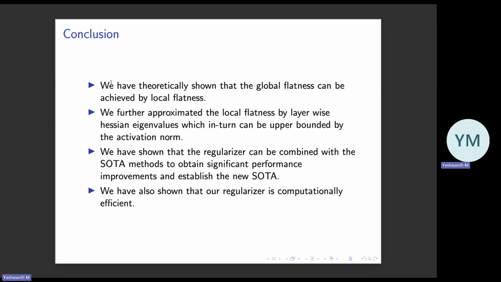In conclusion, we have theoretically shown that global flatness can be achieved by local flatness. We further approximated the local flatness by layer-wise Hessian eigenvalues, which in turn can be upper bounded by the activation norms. We have shown that the regularizer can be combined with state-of-the-art methods to obtain significant performance gains and establish the new state of the art. We have also shown that the regularizer is computationally efficient because it involves only the computation of the activation norm.